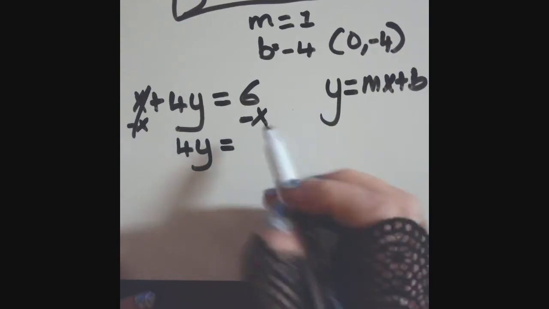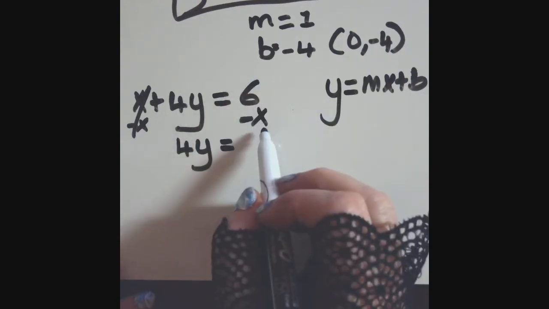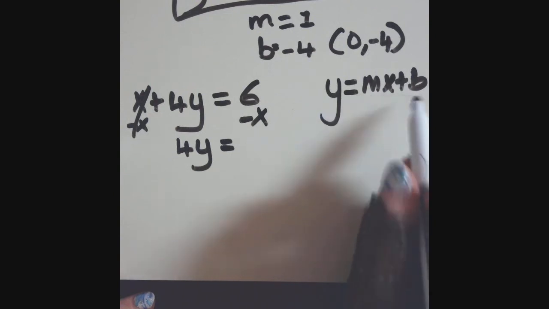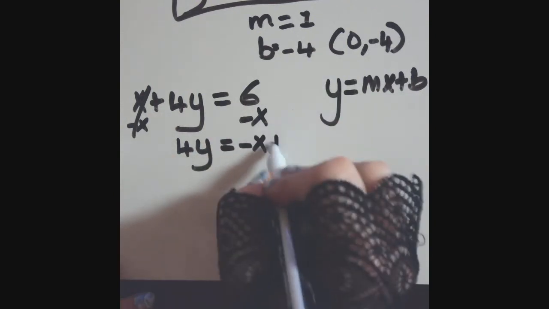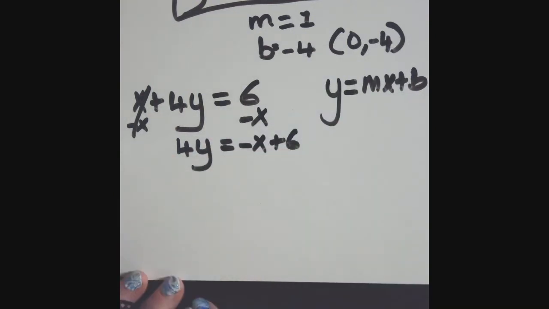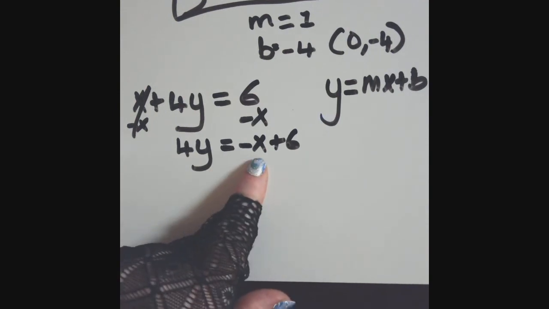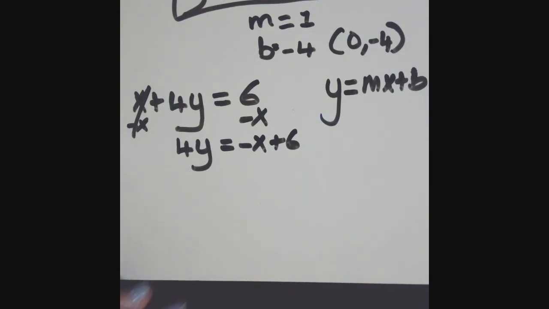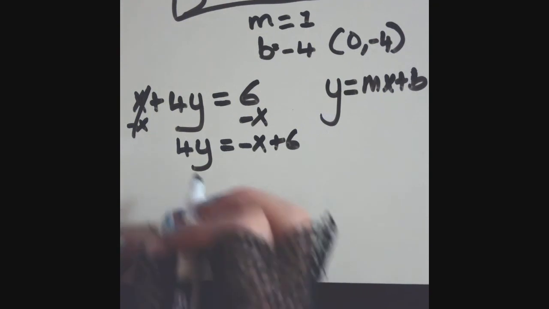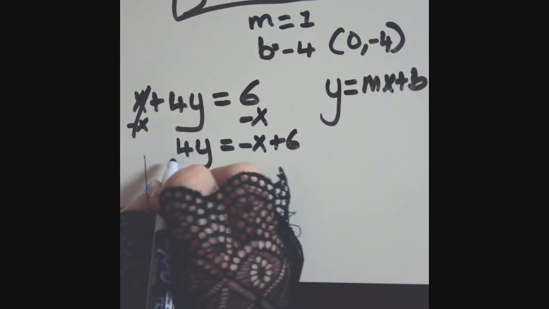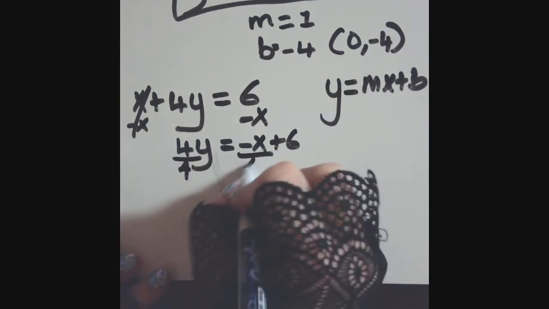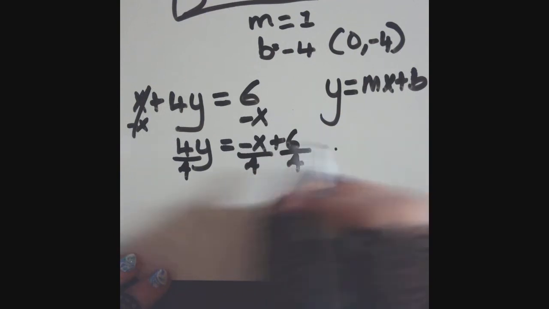So 4y equals, I don't say 6 minus x, because I want it to look like this. I say negative x plus 6, okay? Always the number with the x. Now I need to divide by 4, because to get y by itself I have to divide by 4. So I divide both parts by 4.